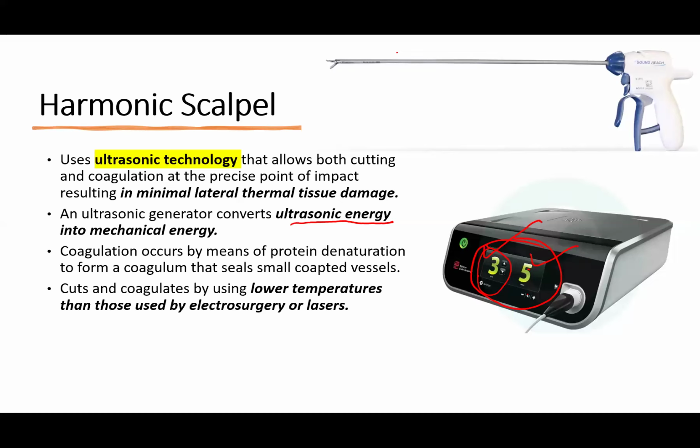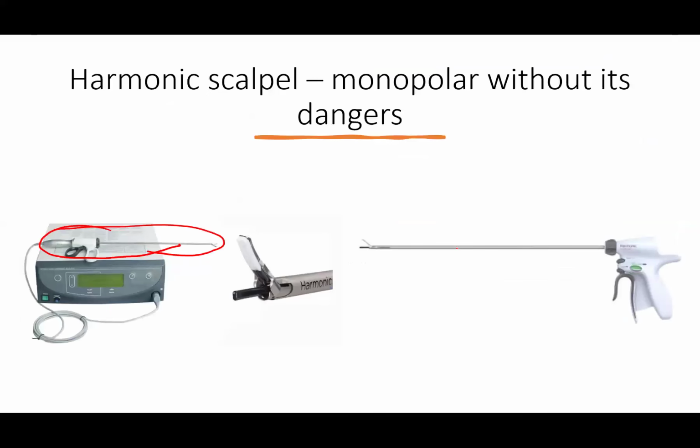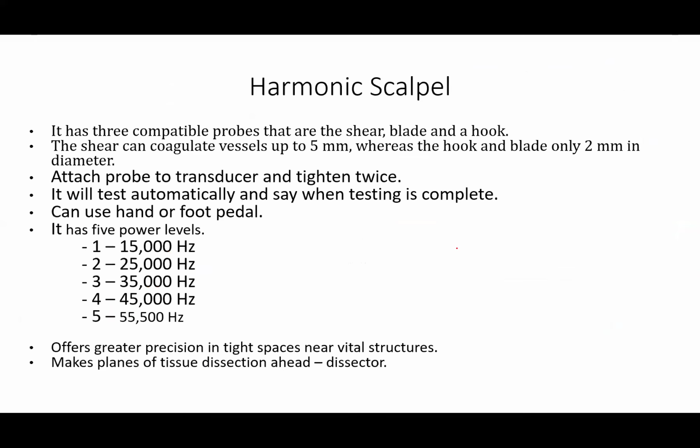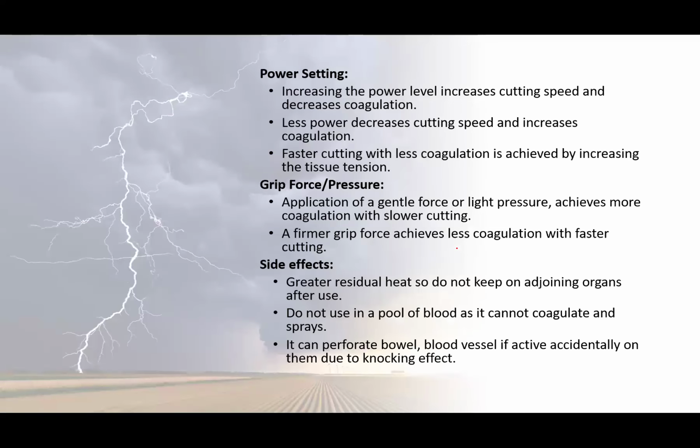So most of the time when you plug in the machine, you see a default setting. And if you want a better sealing effect, you should take it between 2 and 3, especially if you are coagulating larger caliber vessels. And it's a very good dissector instrument that you can use for very good dissection.